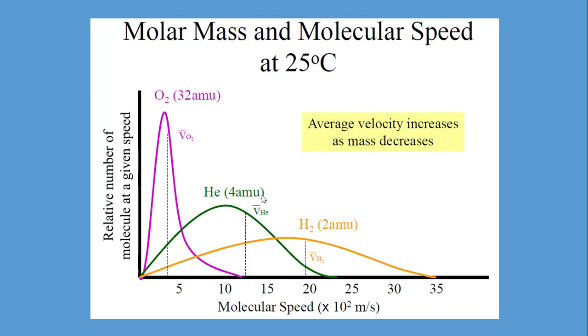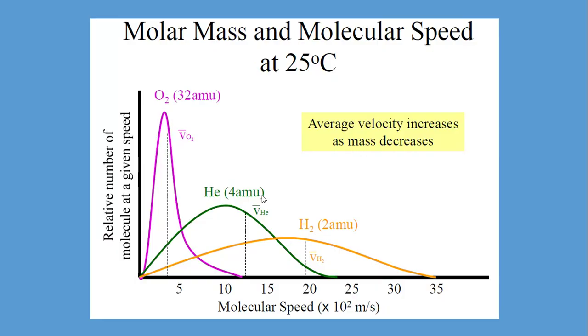If you take a look at the molar mass and molecular speed at 25 degrees Celsius, for example, now we want to look at the mass of the particles. Oxygen has 32 AMU, and remember we go back to atomic mass units when we're talking about one particle. Helium is 4 AMU. Diatomic hydrogen is 2 AMU. So I want you to see that the molecular speed increases with less mass. Well, that makes sense.